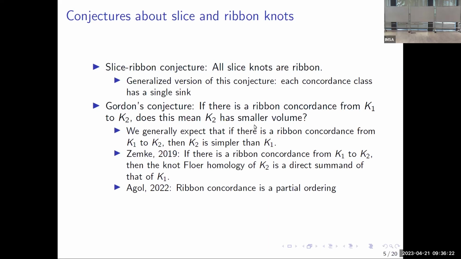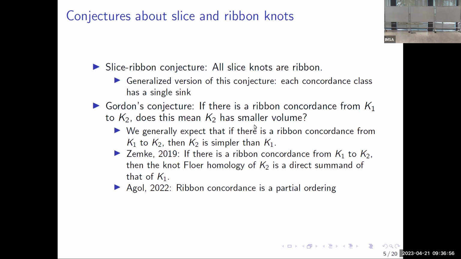So Ian Zemke showed a few years ago that if you have a ribbon concordance from K1 to K2, then all the homology groups of K2 are direct summands of the corresponding homology groups of K1. Well, I guess he showed this initially for knot Floer homology, but with the same method it has subsequently been shown for instantons, Khovanov, and basically all the other knot homologies.